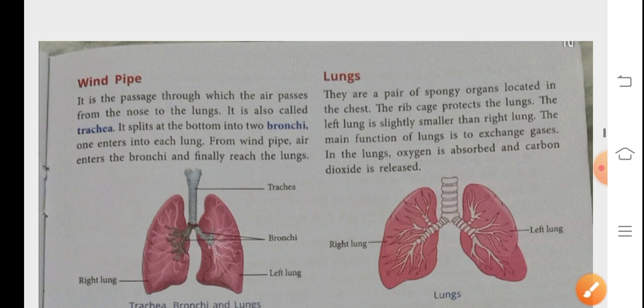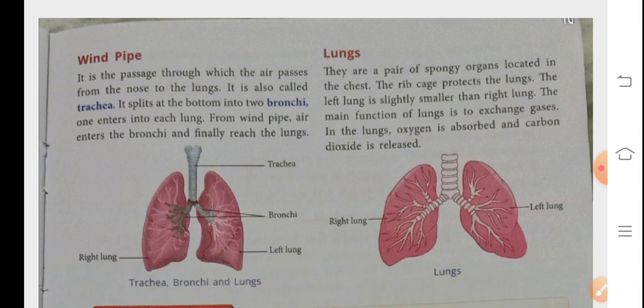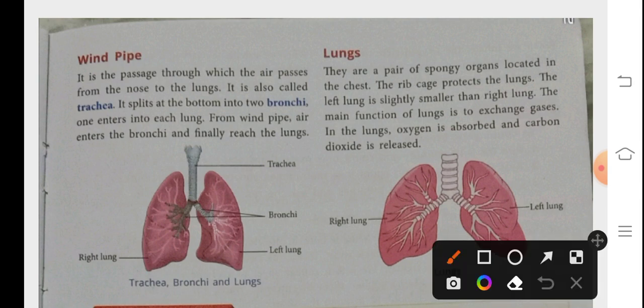Next, the windpipe. When we breathe in, the air first enters the nose and then reaches the windpipe. It is a passage through which air passes from the nose to the lungs. It is also called the trachea, and it splits at the bottom into two bronchi. You can see here it has been divided into two, and these we call bronchi.